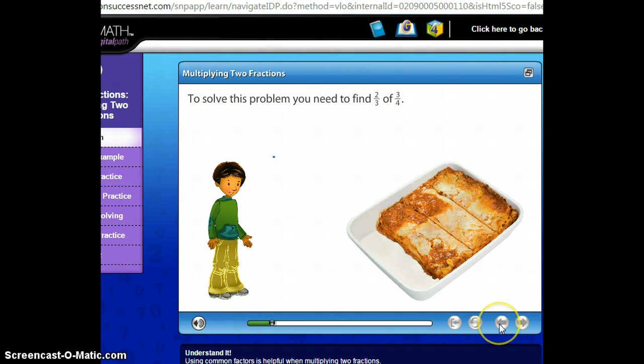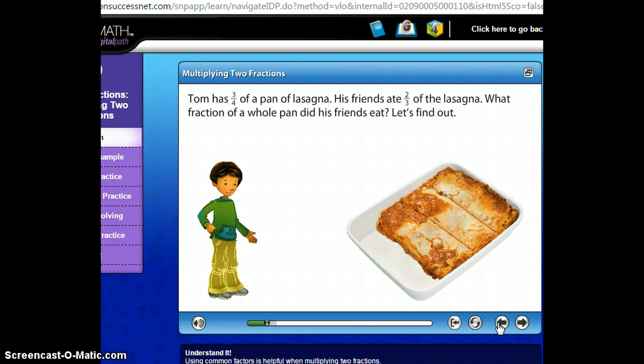Listen to how she said it. Mrs. Temple said to solve this problem, you need to find 2/3 of 3/4. What is 2/3 of 3/4? Let me go back to the very beginning. Tom has 3/4 of a pan of lasagna. His friends ate 2/3 of the lasagna. What fraction of a whole pan did his friends eat? Let's find out.